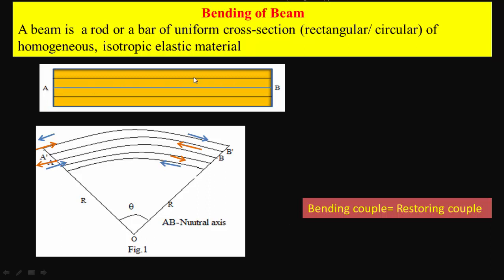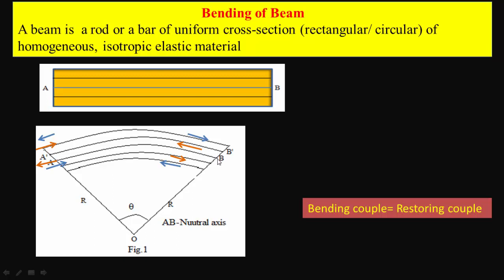So as shown in this figure, we take this AB as a beam. Usually in case of the beam, its length is much higher than its thickness. Now let us see what will happen if we apply the force or if we load this beam at two ends A and B by applying the external force.